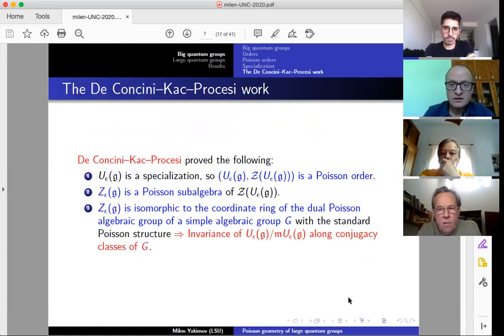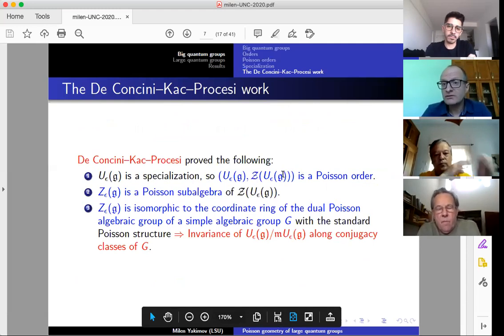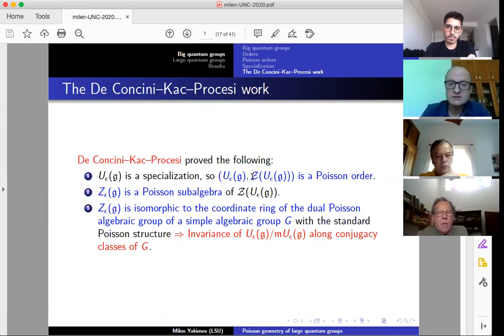So now I can say a little more about the work of De Concini, Kac and Procesi. The first thing that they proved is that the big quantum group is always a specialization. So if you look at the pair of the big quantum group and its full center, automatically it's going to be a Poisson order. However, at the moment, we have no idea what kind of Poisson structures are involved there. The next thing is that this center can be very singular, so we have to get rid of the singularities in order to be able to study the representation theory efficiently.